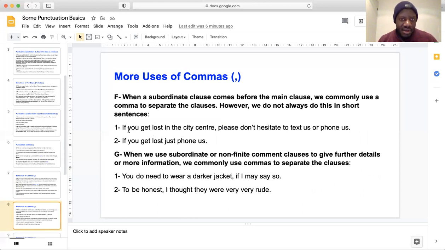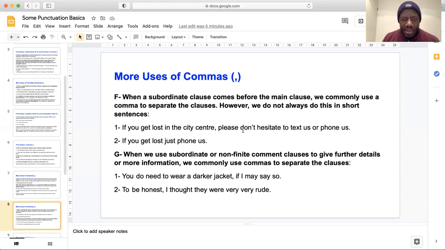Now, more uses of commas. When a subordinate clause comes before the main clause, we commonly use a comma to separate the clauses. However, we do not always do this in short sentences. So listen again, when a subordinate clause comes before the main clause, a subordinate clause is like an additional clause, a complementary clause, and then the main clause is like the statement or the sentence which can stand alone and is complete. So for example, if you get lost in the city, please don't hesitate to text us or phone us.